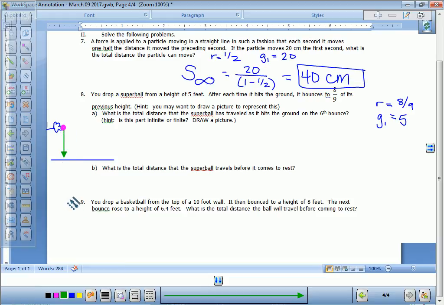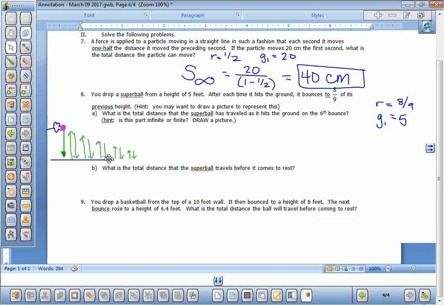And then what's it going to do? It's going to bounce back 8/9 up, not as high as its first time, its original distance. I can't draw it that way, that's too hard. Then it's going to bounce back up 8 ninths, and then go back down again. Then it's going to go up again, then down again, up again, and down again.